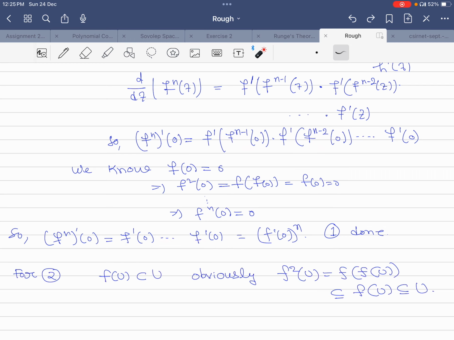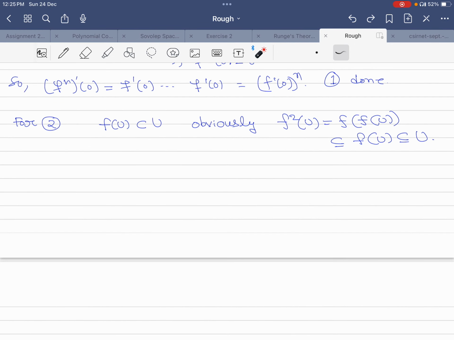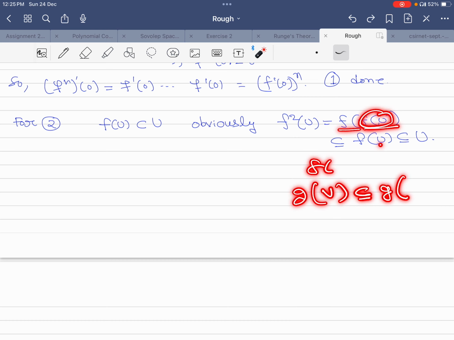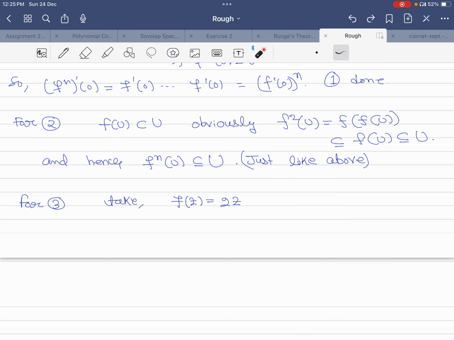And for 2, they asked to prove that f n of U is a subset of U. So f of U is a subset of U. Obviously f square of U is equal to f of f of U, and that is a subset of f of U, which is a subset of U. If V is a subset of U, then g of V is a subset of g of U, for any arbitrary function g. Here f of U is a subset of U, so you can understand easily. That's how it will be done.